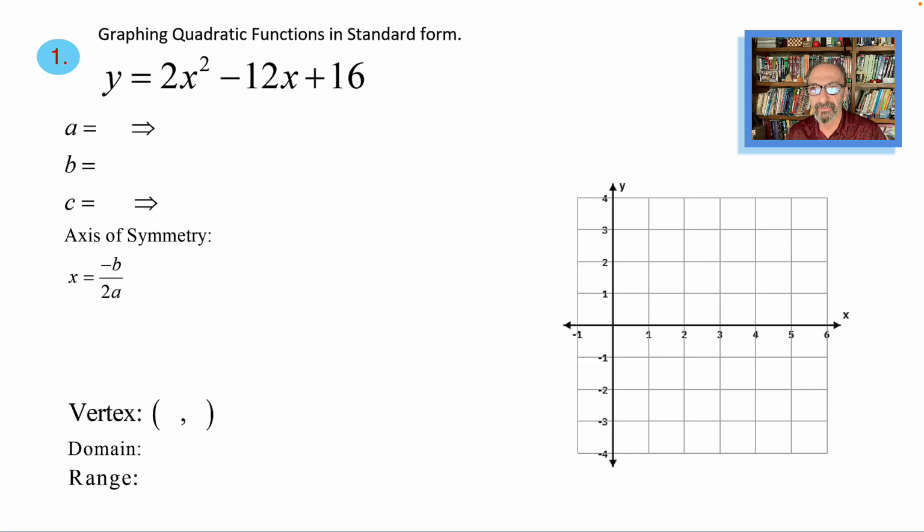Let's get started. Number 1. Graphing quadratic functions in standard form. We have y equals 2x to the second minus 12x plus 16. Here we have a equals 2, b equals negative 12, and c equals 16. When a equals 2, which is positive, the graph is going to open up, and c equals 16, which is the y-intercept.